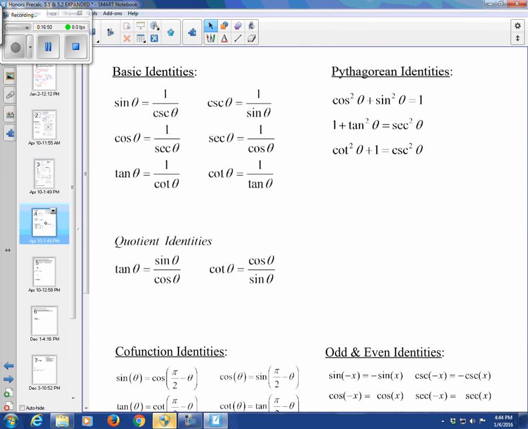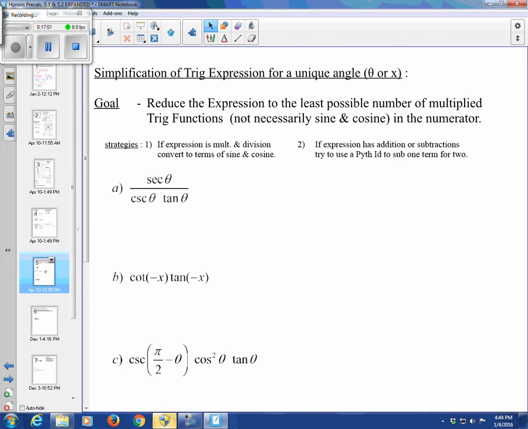Okay, so let's go ahead and take a look at this page right here. This page is basically just all the identities compiled. When you print this out, this is a good tool for you to use when you're going through your problems. Let's take a look at simplification of trig expressions for a unique angle theta or x. So right here, our goal is to reduce the expression to the least possible number of multiplied trig functions in the numerator, not necessarily sine and cosine.